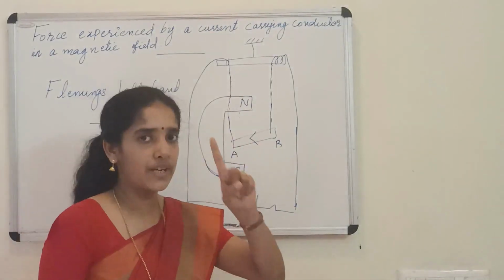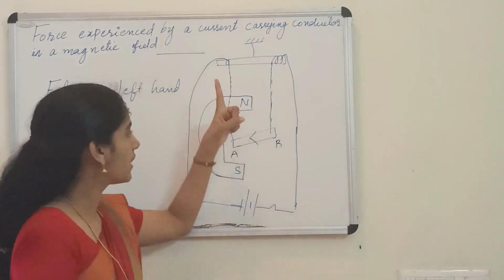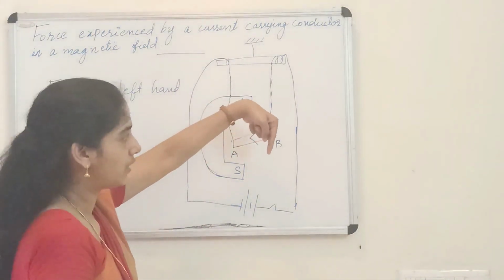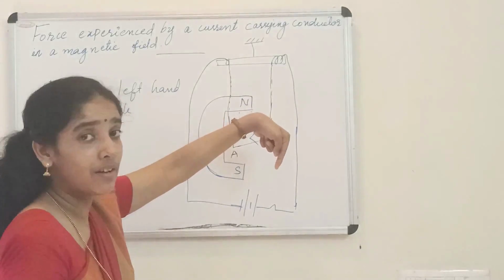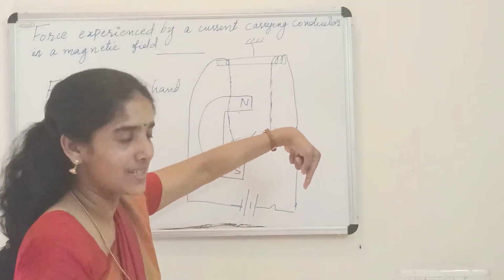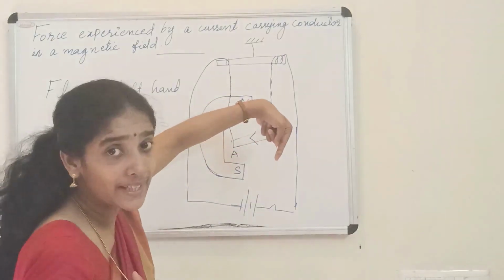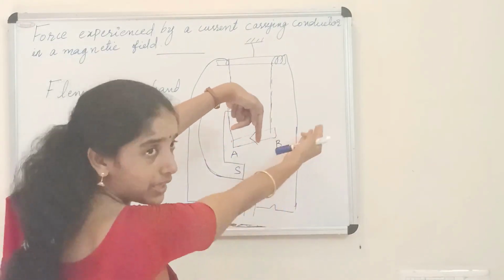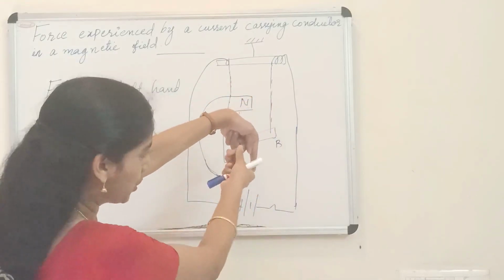So let us apply it. Here, first of all, let's open the forefinger. Forefinger from north to south, vertically downward. Now don't open the thumb, because we are trying to find the direction of motion. That finger you have to open at last. Next, we are given the current. Current in which direction? B to A. So A is near me, B away from me. So current is towards me.